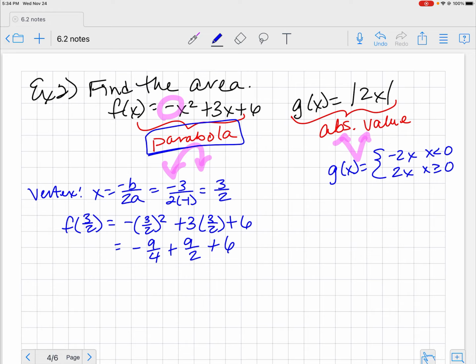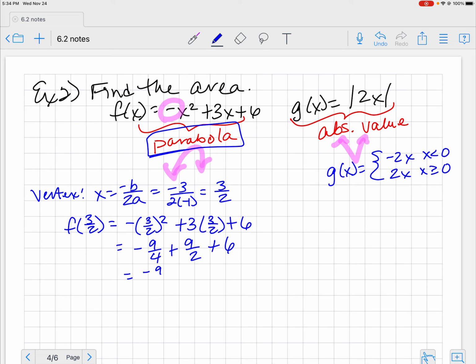Looks like we're going to just need to go ahead with a common denominator, so let's just do that. So -9/4. Here, if I multiply this by a 2 over 2, and this is going to be multiplied by a 2 over 2. 4 is my common denominator. Okay. So this is plus 18/4 plus 24/4. So -9 plus 18 is 9. 9 plus 24, it's going to be how much? 33.